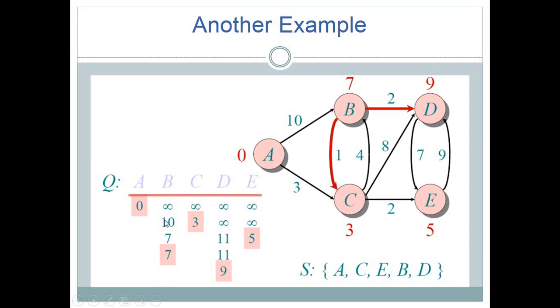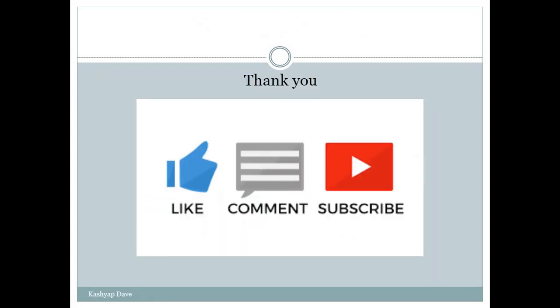So from A node to C node, the minimum distance is 3. From A node to E node, the minimum distance is 5. From A node to B node, the minimum distance is 7. And from A node to D node, the minimum distance will be 9. So this is the example of Dijkstra's algorithm.